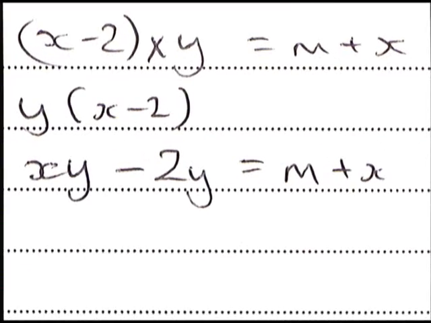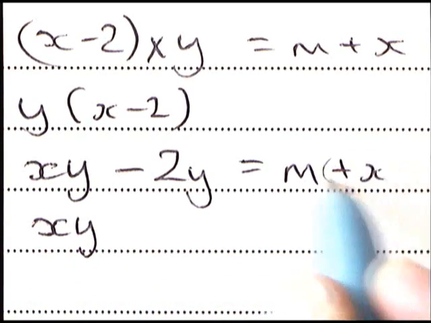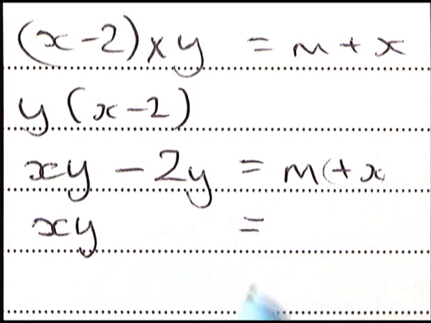We want to get all the x's on their own, so the best thing to do now is get all the x's on one side of the equals. It doesn't really matter which way you do it, but I'm going to keep that xy where it is. And this plus x, I'm going to shift across to this side of the equal sign.